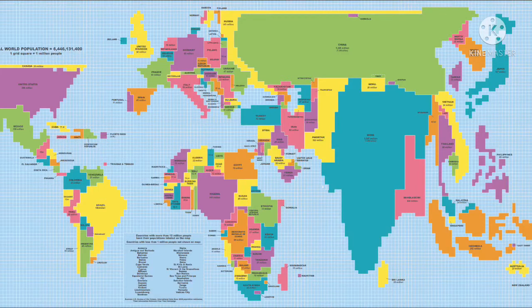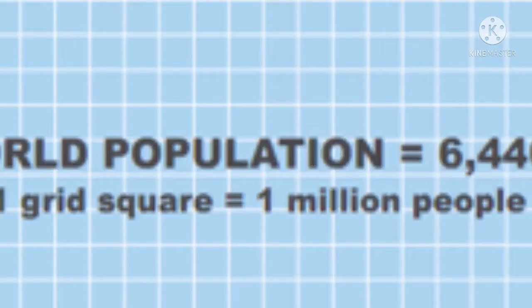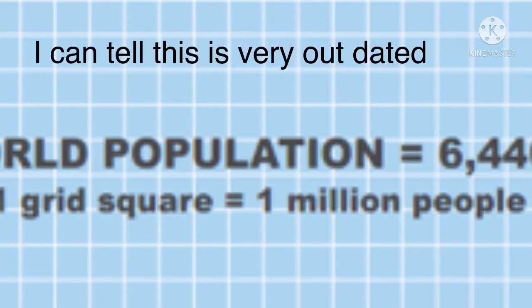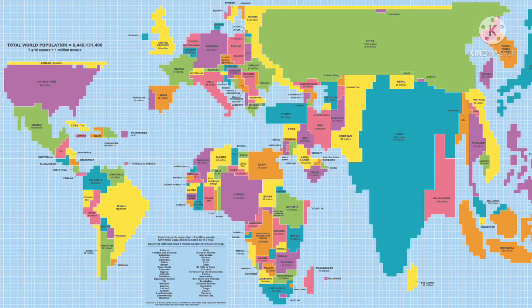As you know, the world is a big and small place population-wise. And the best way to describe that is by looking at this. This is a map about population, not density, but total population of countries. And as you can see, it says one grid equals 1 million people. There's a lot of things we could talk about right now.